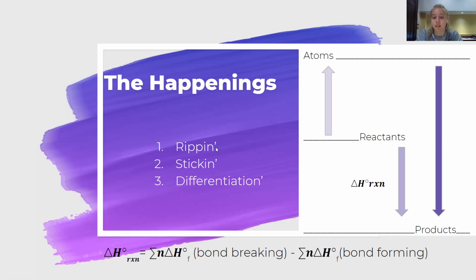All right, so basically you're ripping the bonds, you're sticking them back together in different arrangements, and then you're going to take the difference, which is what this bottom equation is describing. So the total enthalpy of the reaction is going to be the sum of the enthalpy of the breaking bonds, subtracted by the enthalpy of the formed bonds.